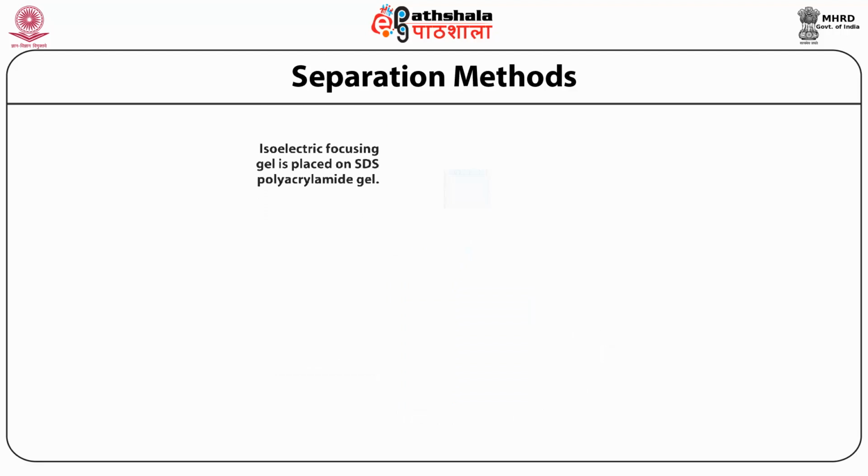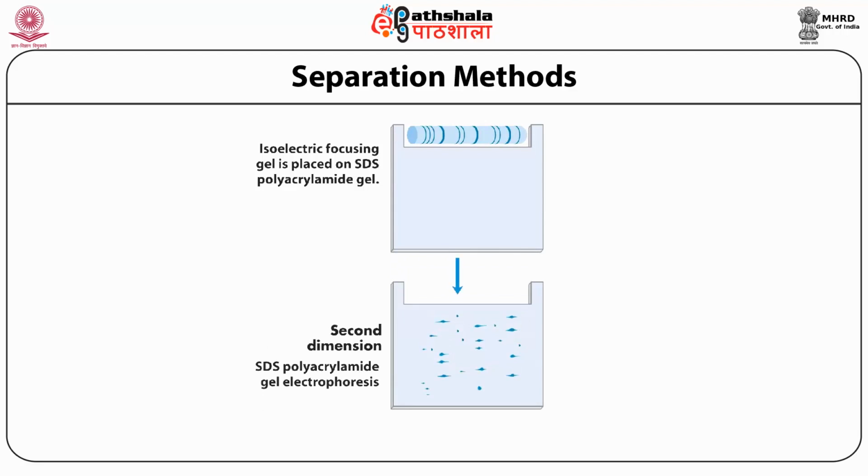In one-dimensional gel electrophoresis, the proteins will be separated on the basis of their isoelectric points, and in the second dimension, these will be separated on the basis of their molecular weights.